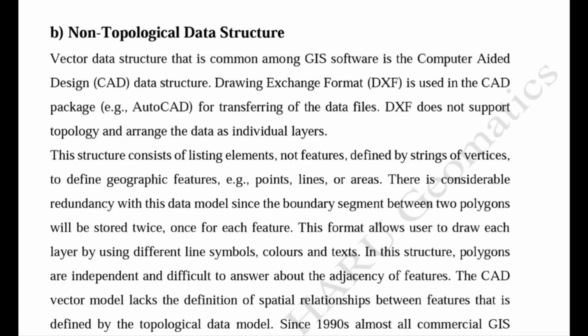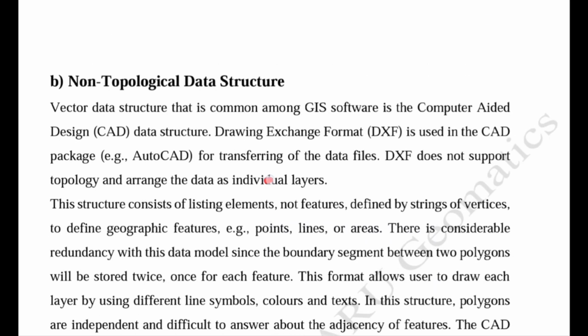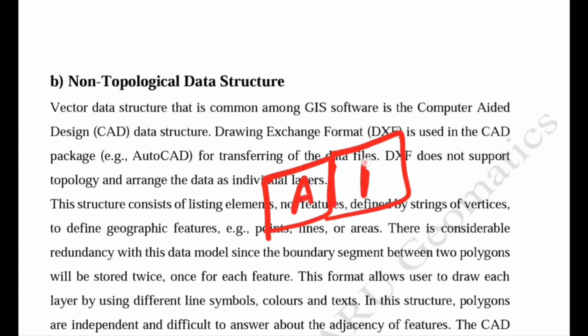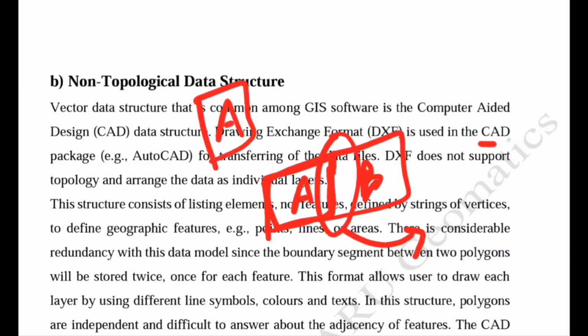DXF does not support topology and arranges the data as individual layers. Means they do not connect two polygons with each other, polygon A or polygon B. In the CAD format, these polygons are stored separately, and the common line is also stored twice in the case of non-topological data structure. So one layer will store polygon A and another layer will store polygon B separately.